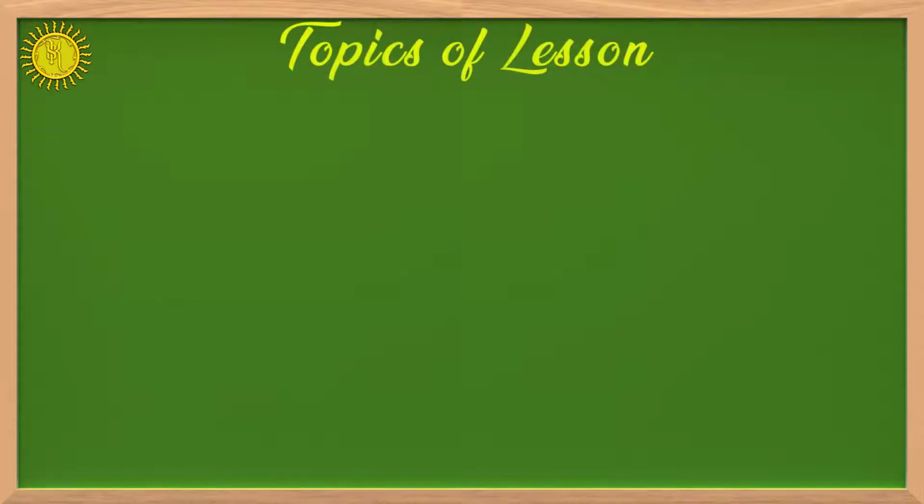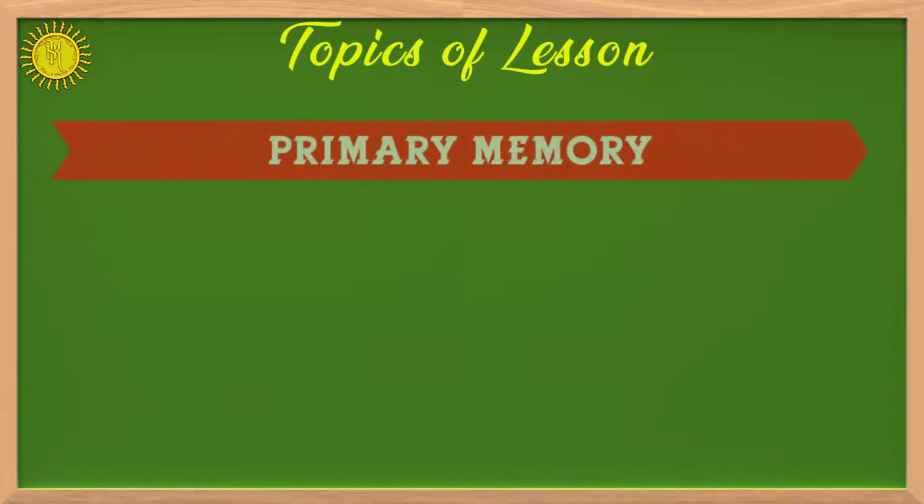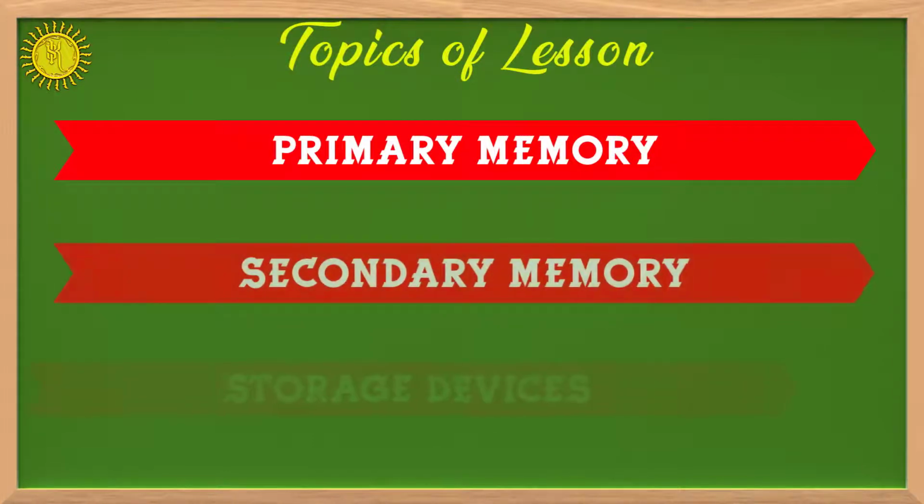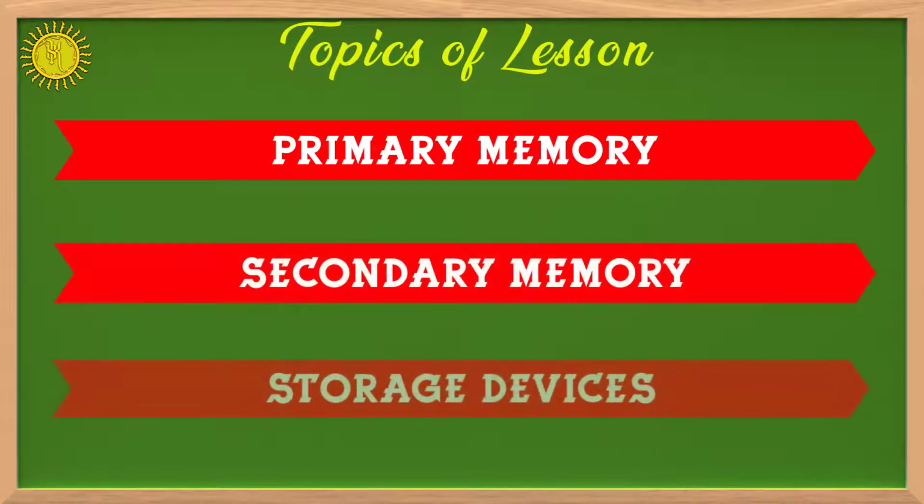Now see what are the topics of computer memory. First is primary memory. Second is secondary memory. And third is storage devices.